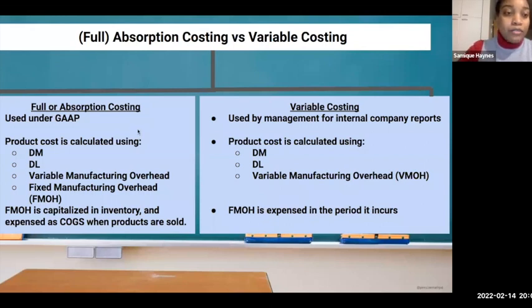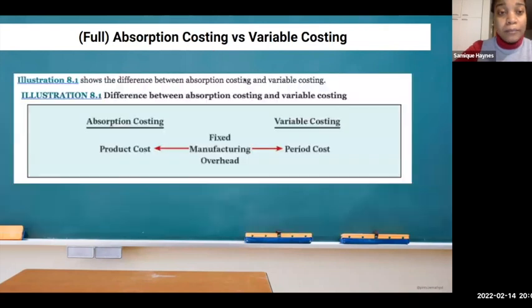And absorption costing capitalizes all of the overhead, all of the direct materials, all of direct labor, and only expenses it when it's sold. Variable costing says, I don't care when it's sold, we're just going to expense the fixed manufacturing overhead right away. So that's really going to help to reduce our operating income.